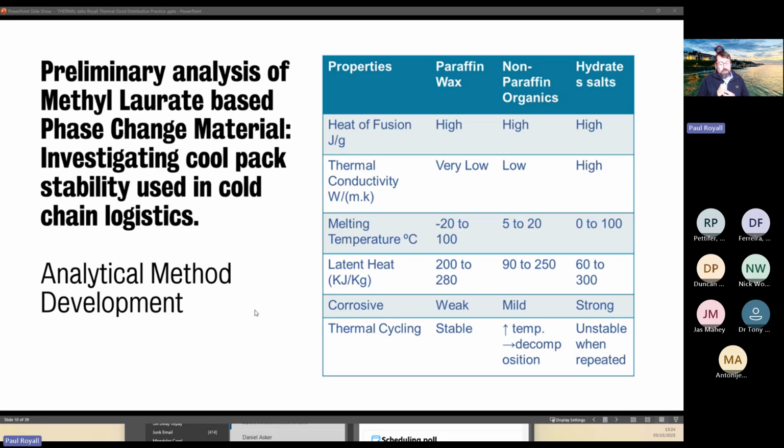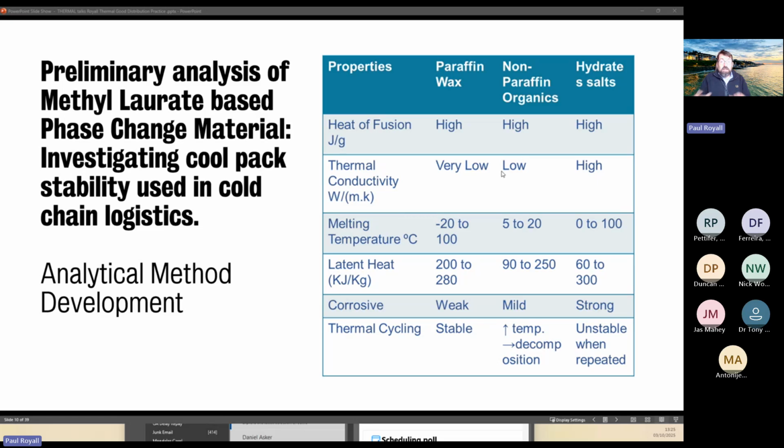So, right, this is a little bit of work done a few years ago now by a fantastic MSc student called Hersley. And we did some preliminary analysis working with a company called Intelsius. And we're looking at methyl laurate. It's a material that you make up with water, and it's got a melting regime of around 2 degrees to 3 degrees.